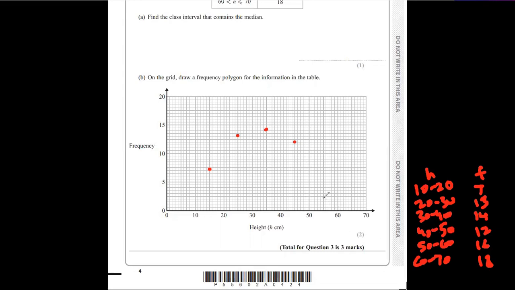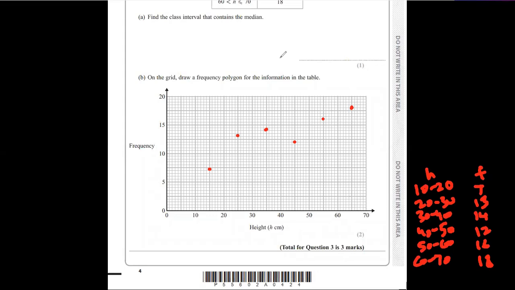55. Against 55, it should be 16. So 15 is here, so 16 will be there. And if I make any mistake, please do let me know. 60 to 70 is 65, 18. So halfway between 15 and 20 is 17.5. So it must be this one here, one little line above.